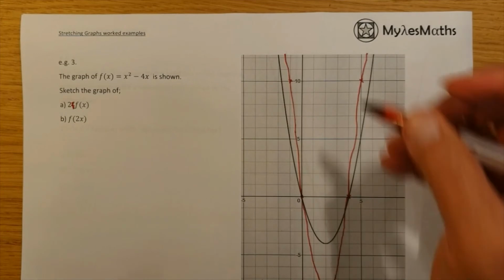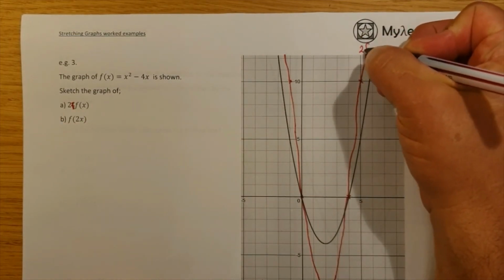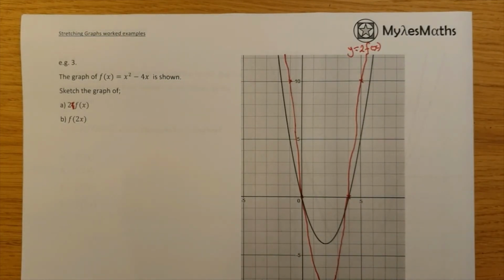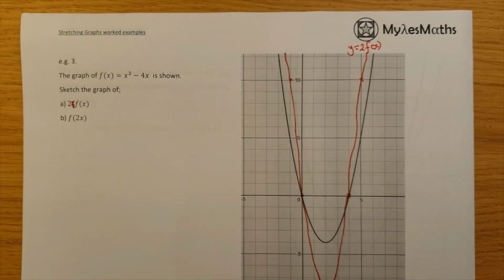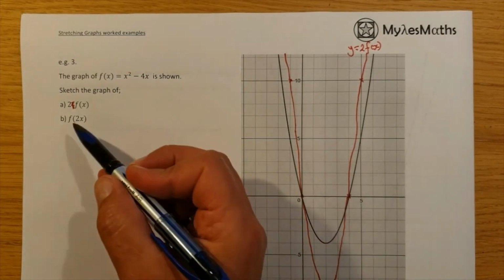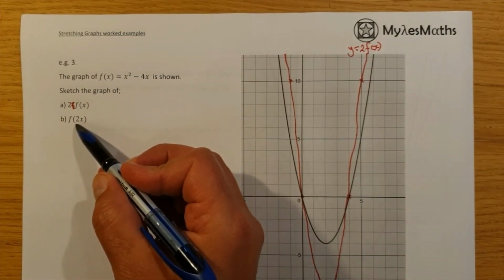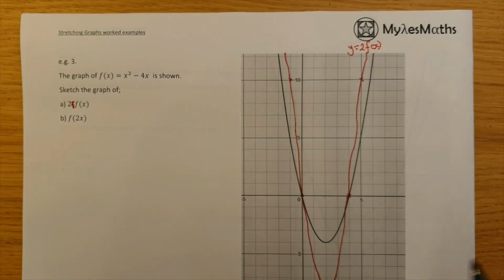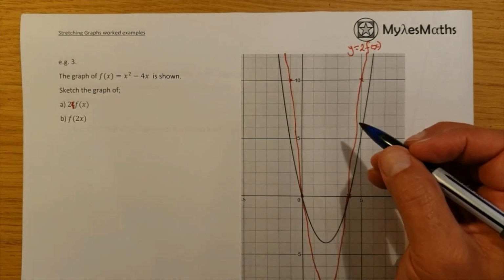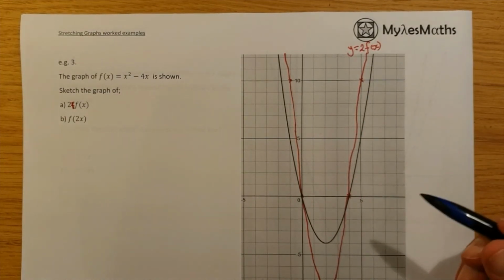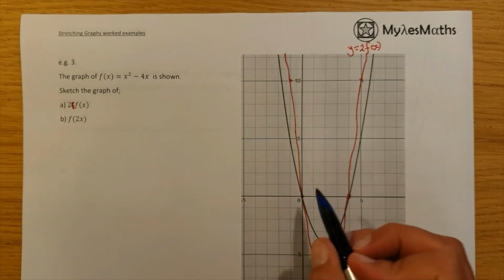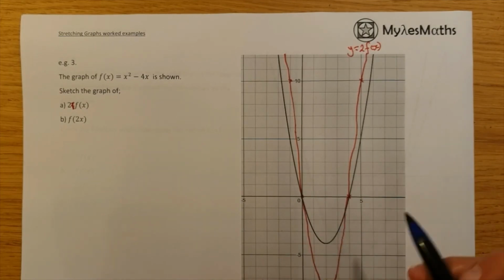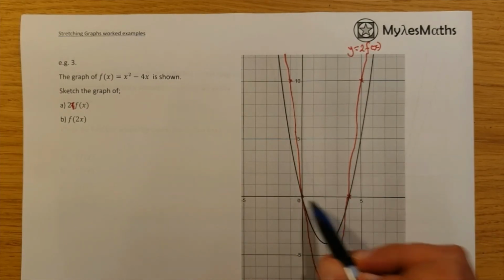And again, you might want to label that as 2f of x. This is f of 2x it now wants us to sketch. Well, the 2 is inside the function, so the scale factor is a half, and this time we know the stretch is in the x direction. So I can start to pick out a few points like I did before to give me an idea of what this looks like. And I remember I'm going to do this according to the x axis.